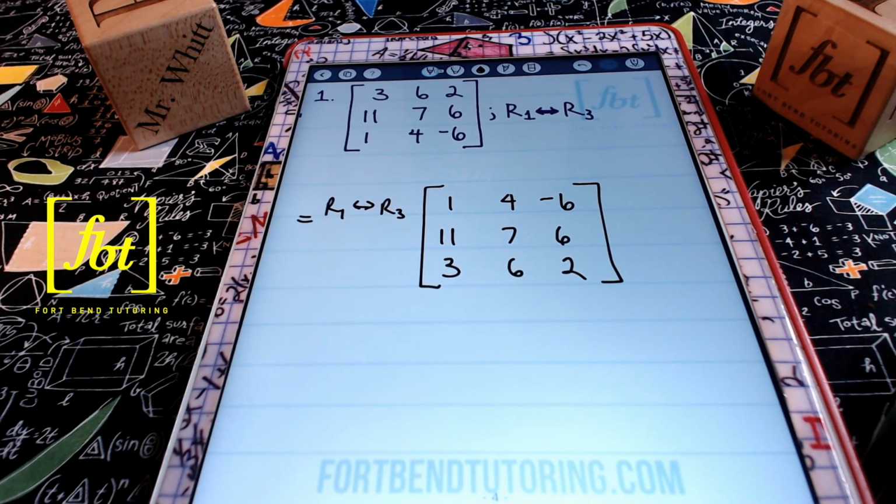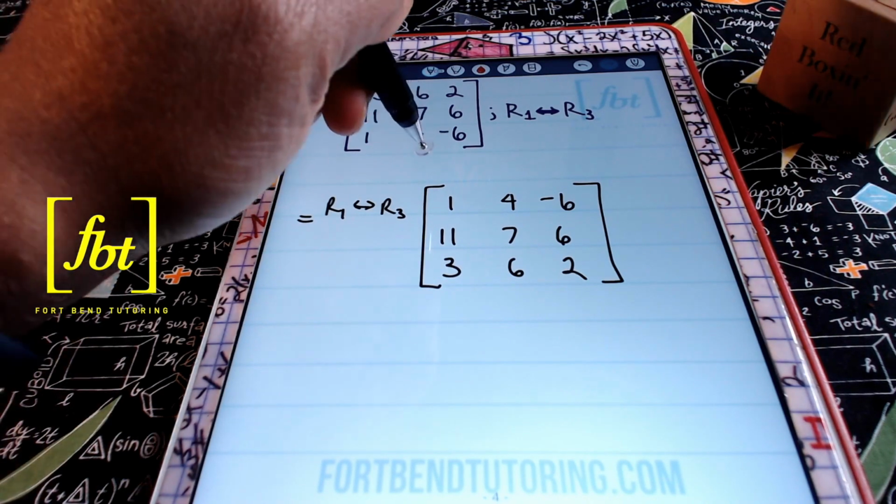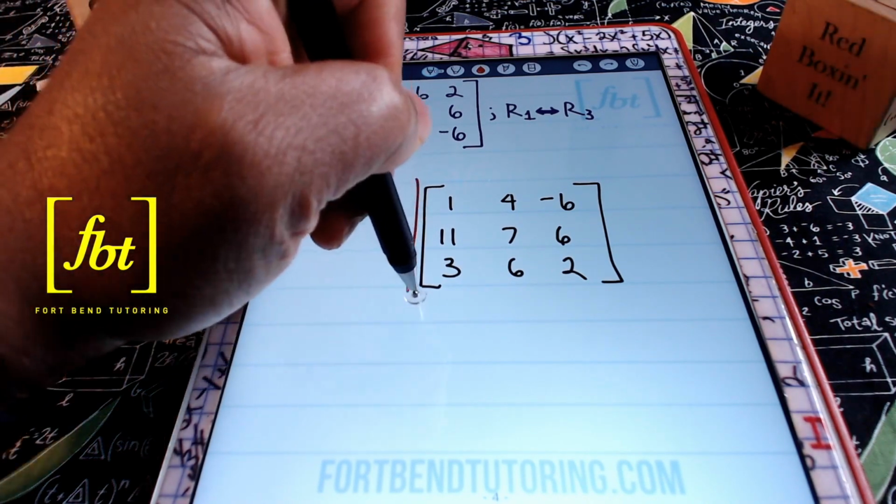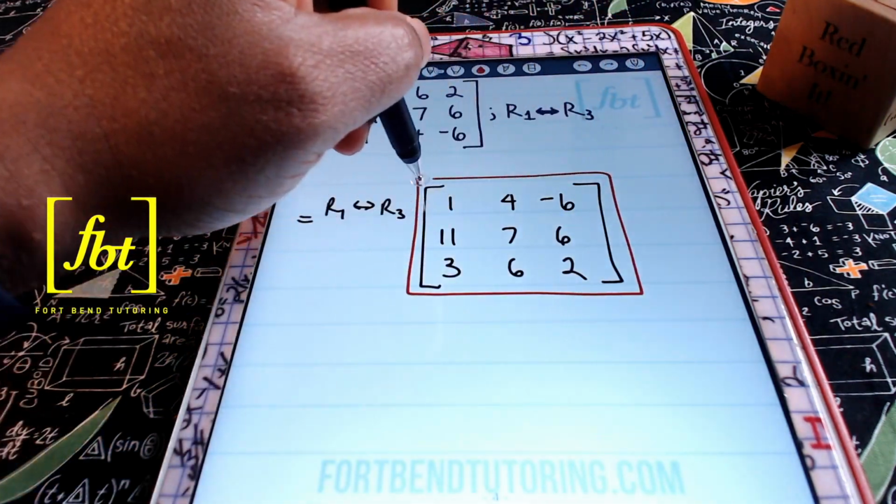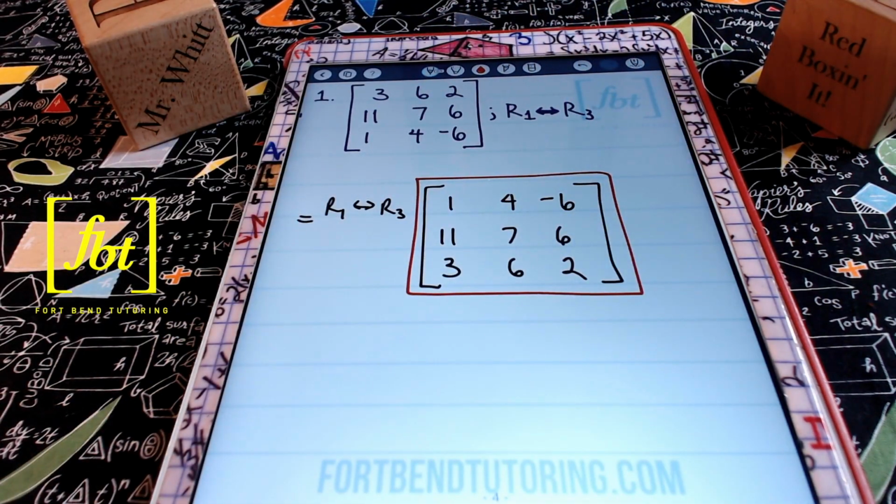Red box it. You got it, guys. This is the answer. And we like to put our answers in red boxes so that no one will have a hard time finding the result. There you go. That was problem number one, guys.